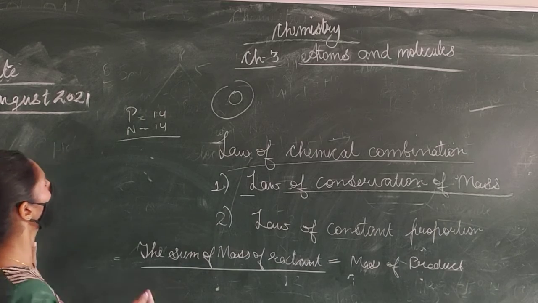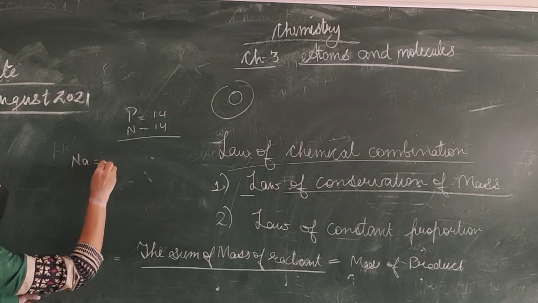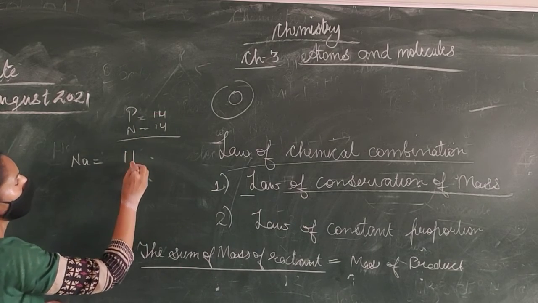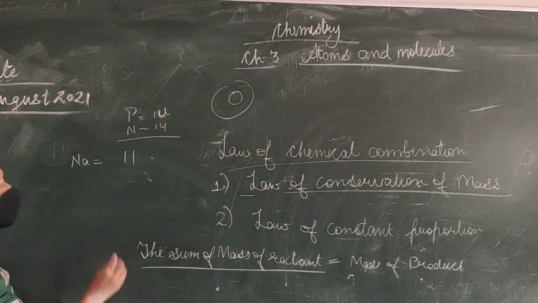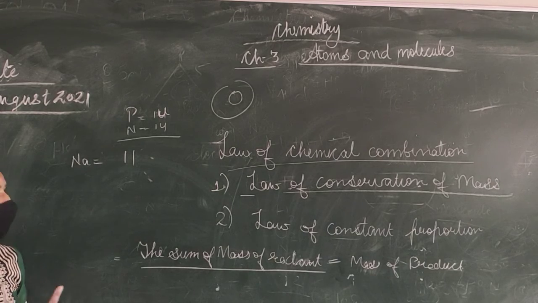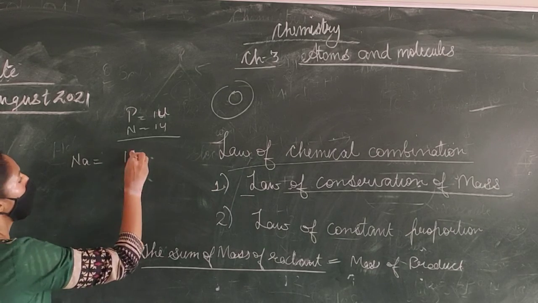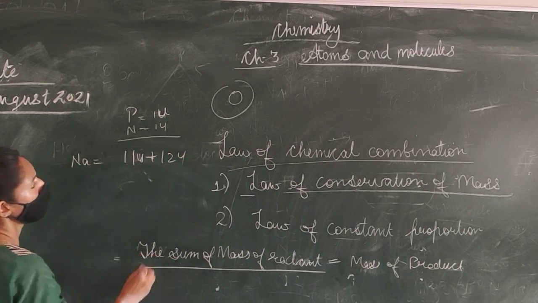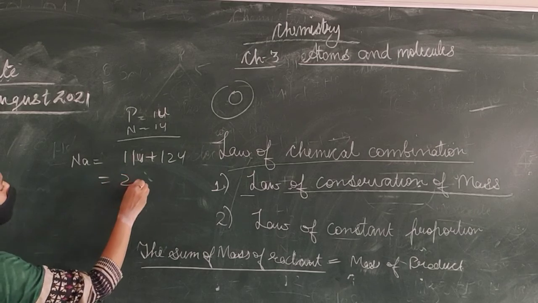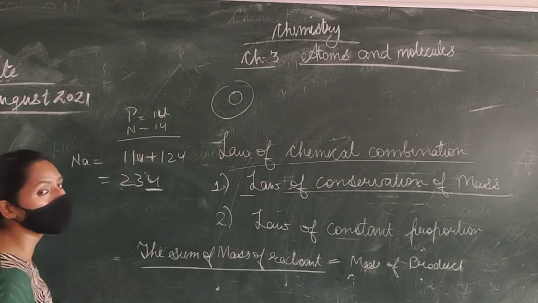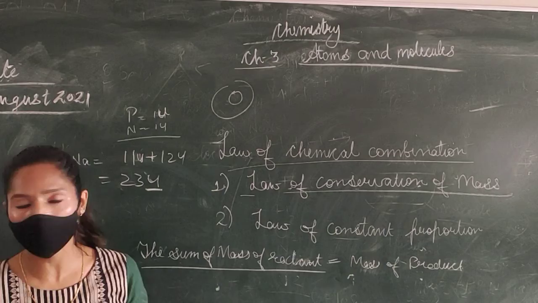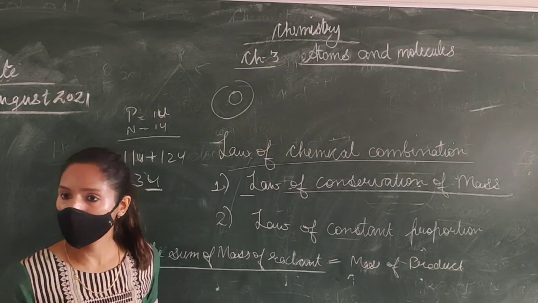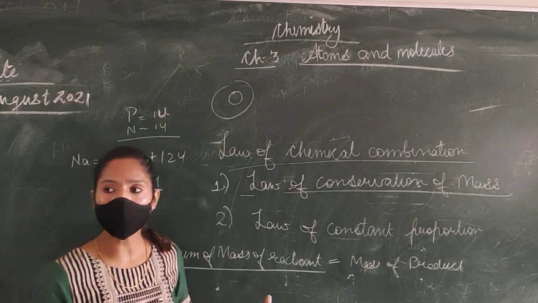For example, if we have sodium, the atomic mass will be, sodium has 11 protons. 1 proton has 1 u mass, so 11 protons will have 11 u mass. And sodium has 12 neutrons, so 12 u mass. So that is why the mass of sodium is 23 u, and u is the unit of mass, which is called unified mass. From here we have to find out the atomic mass of a particular element, and then we continue in the next class.